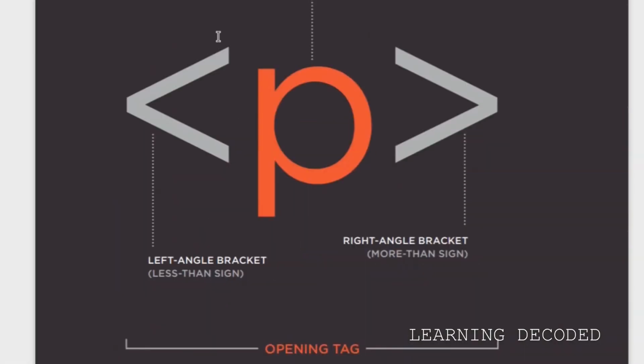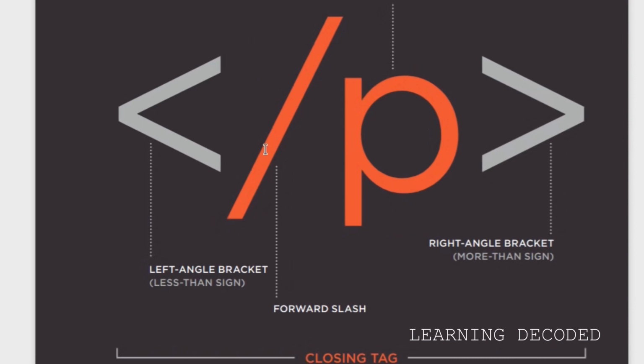Let's take a closer look at tags. Every tag starts with a left angle bracket and closes with a right angle bracket, and there is a character or word written inside it. If there is no backslash or anything, only the word written inside, then it is an opening tag. Similarly, if there is a forward slash, then it is a closing tag.